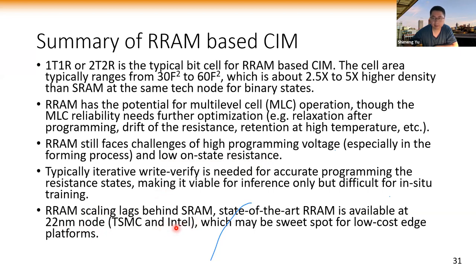So there's a big gap in terms of scaling. Here, if the cost is a concern, then of course 22 nanometer is a sweet spot for the low cost edge platforms. So then the RRAM can be a good fit there. But if you want to pursue high performance, then scaling the technology node is still very important.